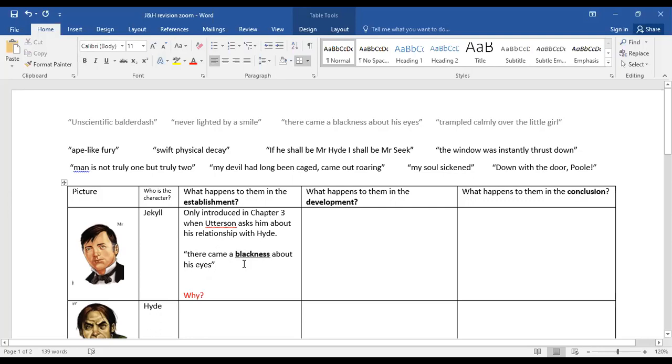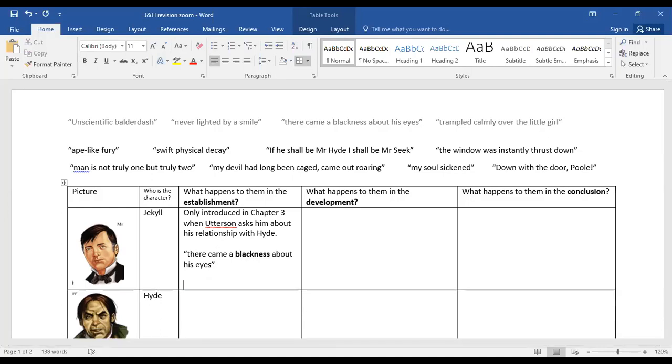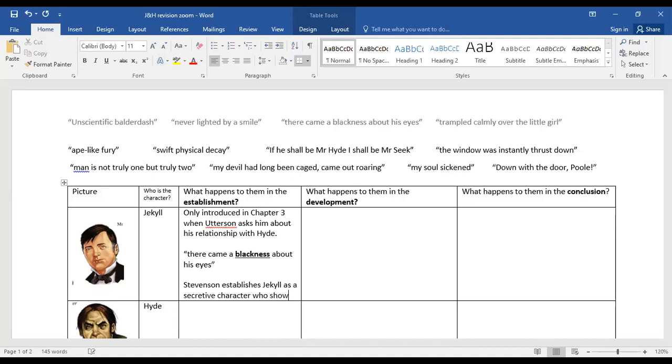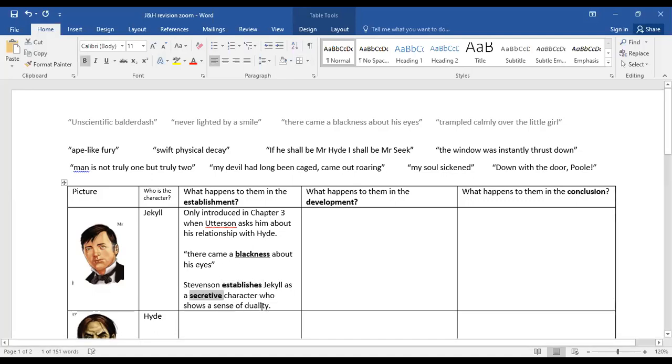Now, what we need to think about with that is that blackness is associated with evil and with the devil. And crucially, what we are establishing straight away in Jekyll's character is a strong secretive nature. So we've got the plot point, a quotation, and we need to say why. Stevenson establishes a secretive character who shows a sense of duality. So in your first paragraph you would write about Jekyll, making sure you use the word establishes because you're saying what he's like at the start. And we are saying that he has a duality, that there are two sides to him. That's immediately established. This would be your second sentence, and then this would be your third sentence in your paragraph.